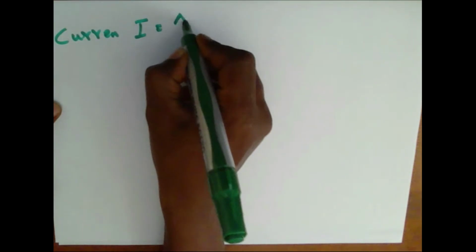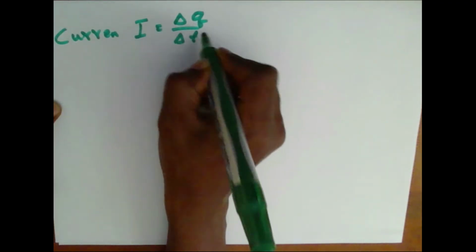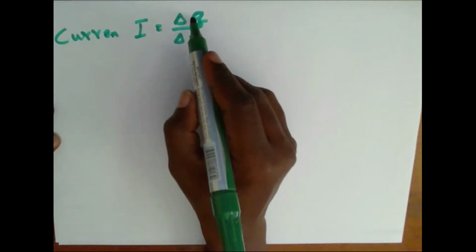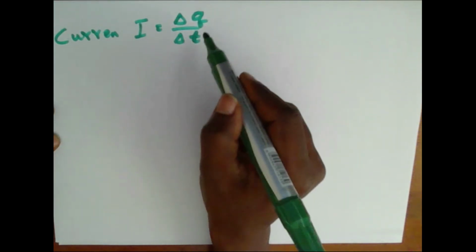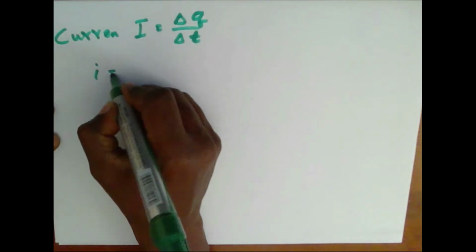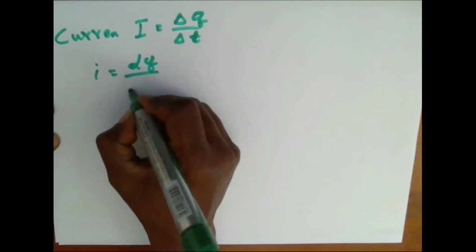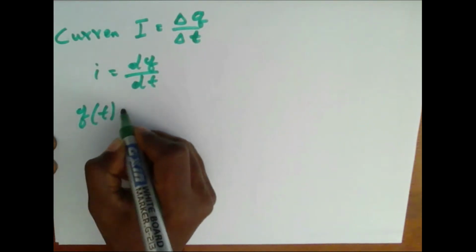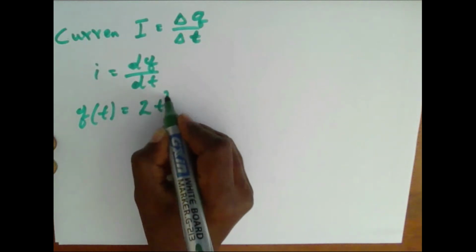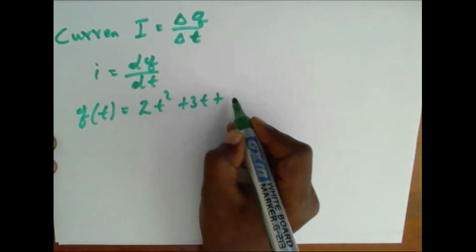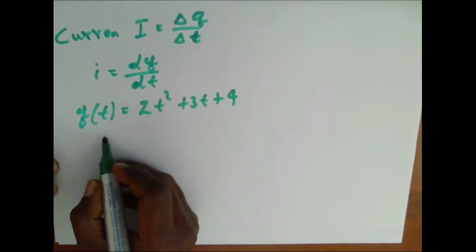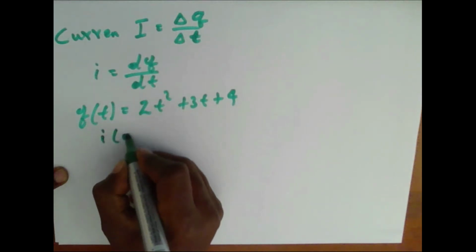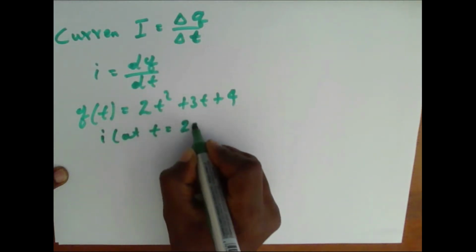Current I is equal to the change in charge over the change in time. So the change in charge you have to find first, or it can be given in terms of time, where I is equal to the derivative of Q with respect to time. For example, if Q is given as a function of time, like 2t squared plus 3t plus a certain value like 4, and you are asked to find the current I at t equal to, let's say, 2 seconds.